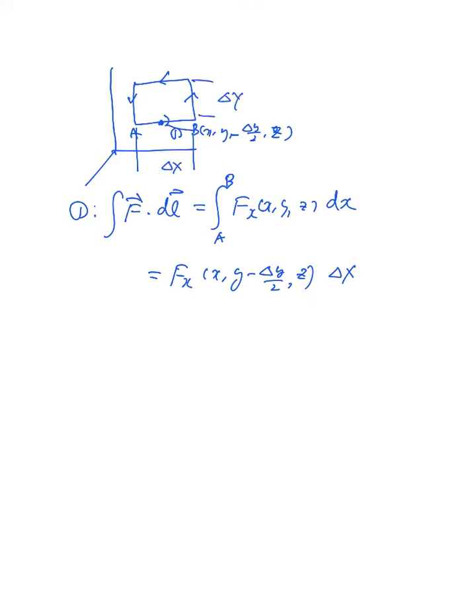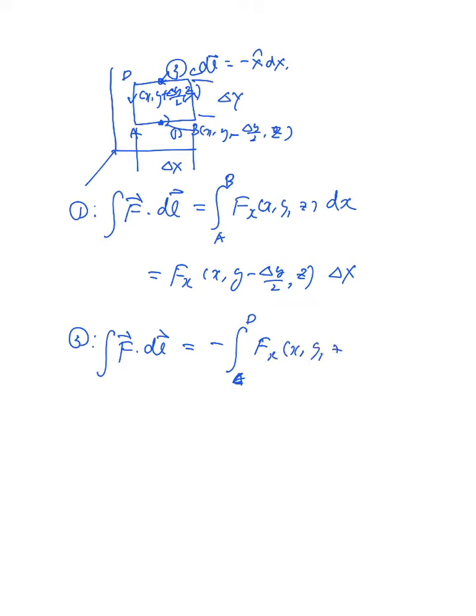This is delta y. On the other hand, integral 3, dl is minus x dx, at this point x, y plus delta y over 2, z. So this is simply minus the integral from a to b of f_x(x, y, z) dx. So again, minus f_x(x, y plus delta y over 2, z) delta x.